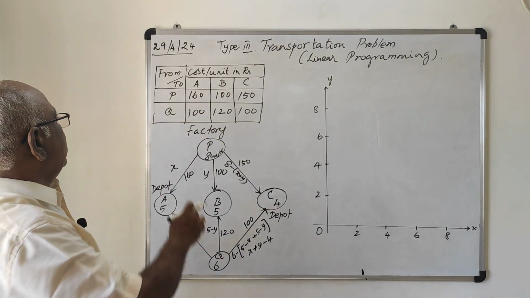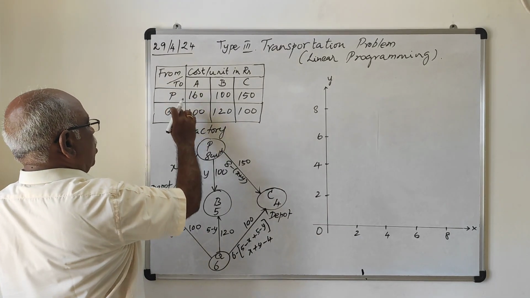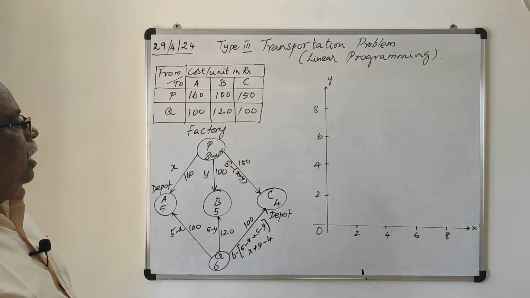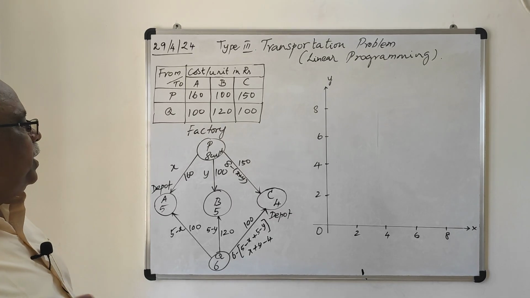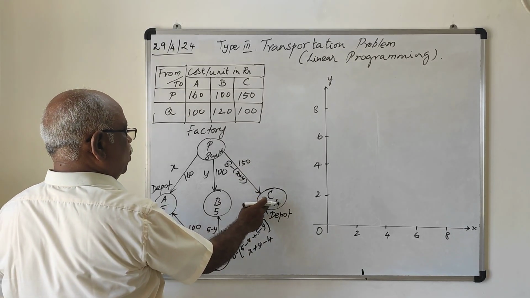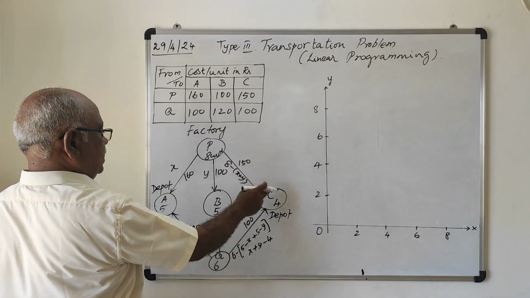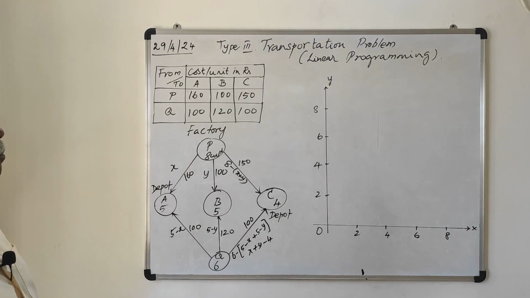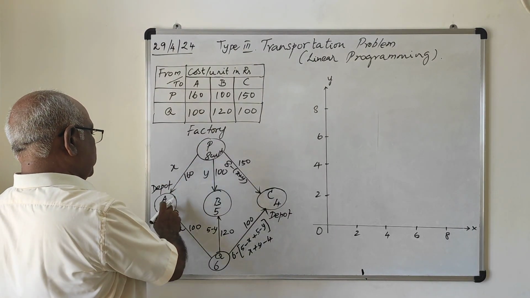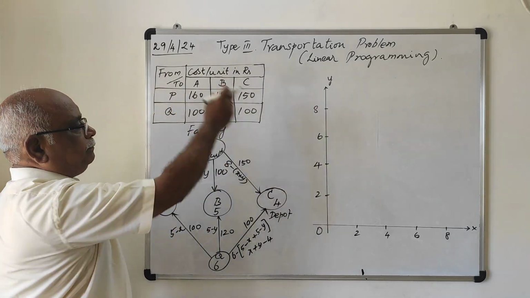The capacities of the factories P and Q are 8 units and 6 units of commodities. The weekly requirements of the depots A, B, C are 5 units, 5 units and 4 units respectively. The cost of transportation from the factories to the depots is given in the table.